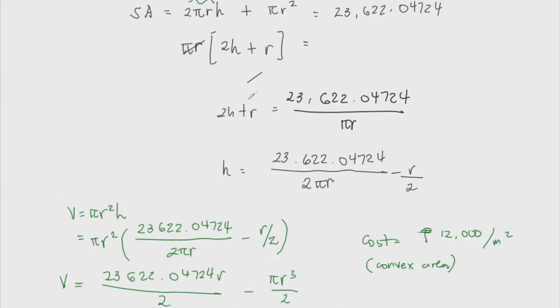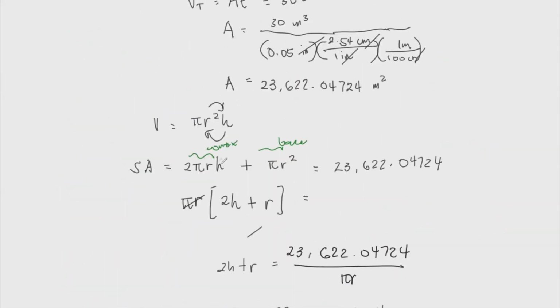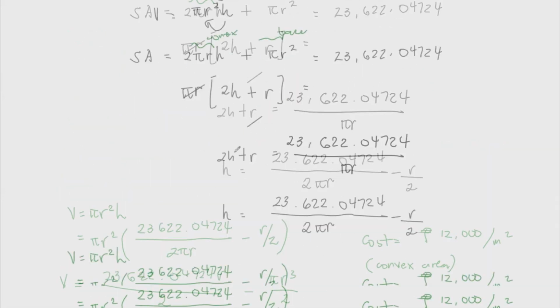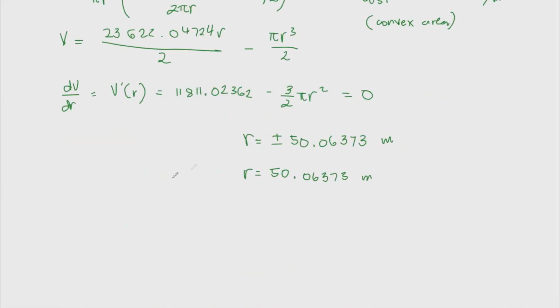So anyway, we'll be considering only this convex shape, which is 2 pi r h. So with that, the surface area is equal to 2 pi r h. This is the surface area for fabrication.